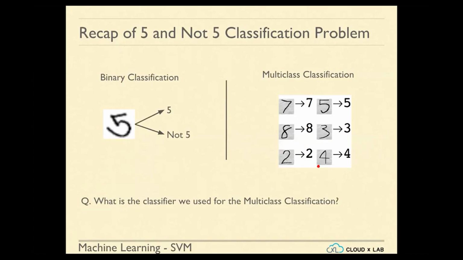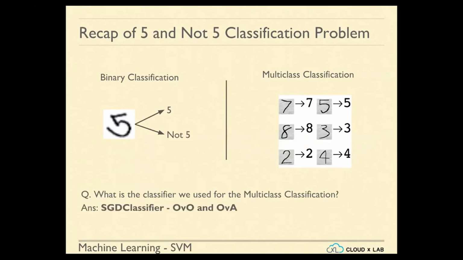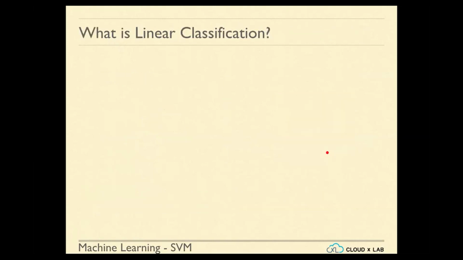All right, that's right. Great. And what is the classifier we used for multi-class? We did use something for multi-class. Okay, so we used SGD. What we did was OVO and OVA: one versus all and one versus one. One versus one is generally rare. One versus all is what people use. All right, great. Moving ahead.